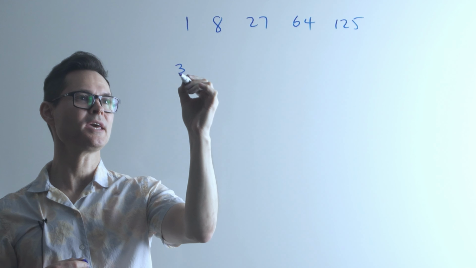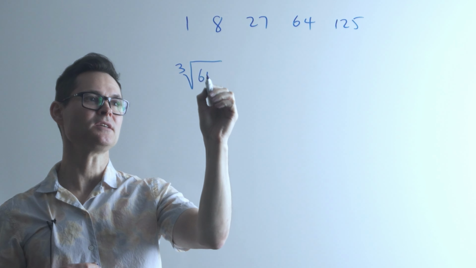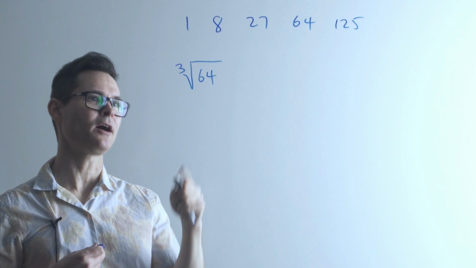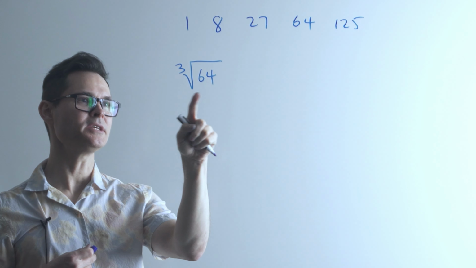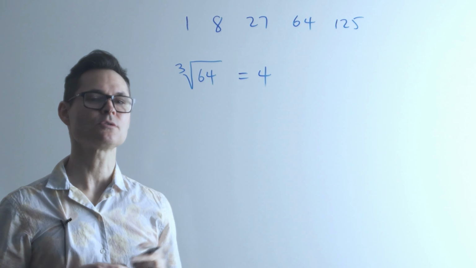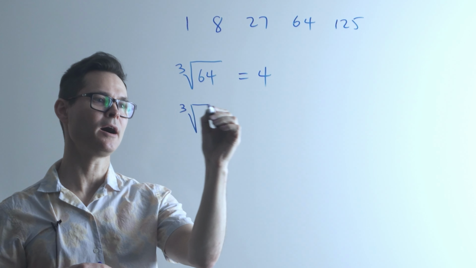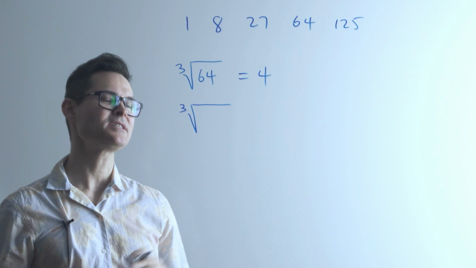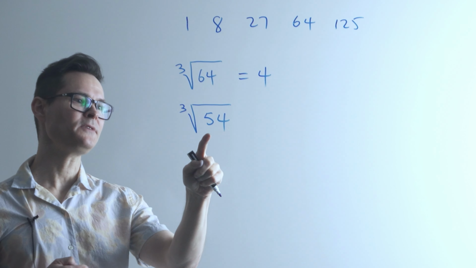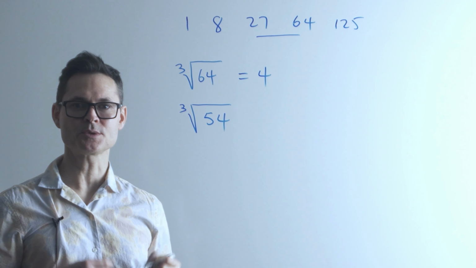So if you were asked to find the cube root of, I'll just say 64, that one doesn't require too much work, and usually your tests will be calculator permitted. So in this case, you could just type in the cube root of 64 and you would find the answer is 4. But what happens if we're asked to take the cube root of, let's say, 54? Well, now the problem is 54 fits between 27 and 64, so it's not a perfect cube.